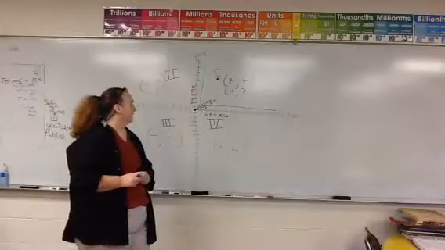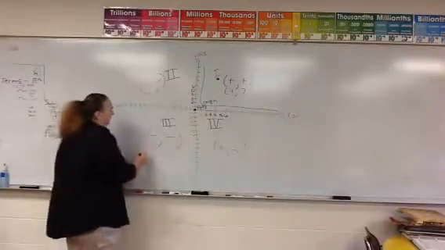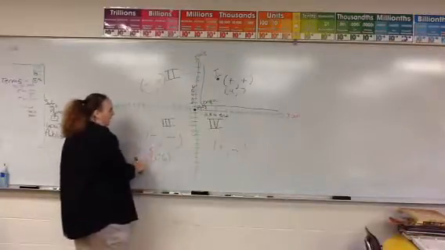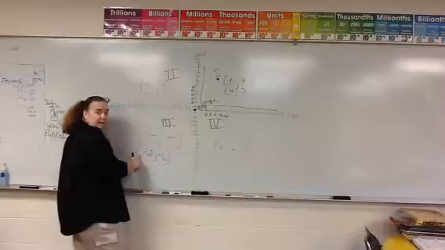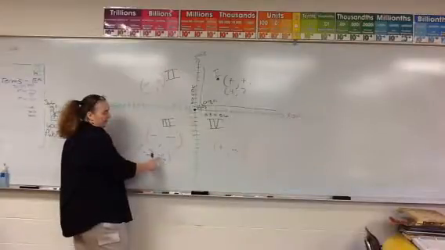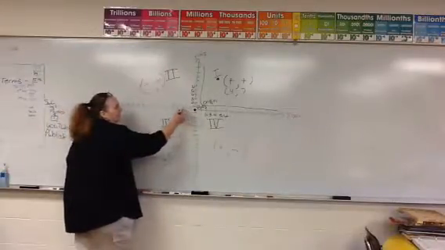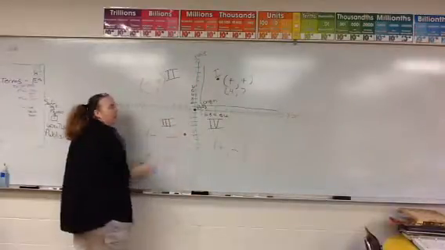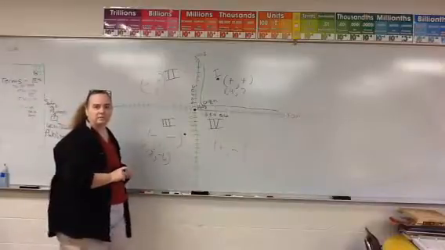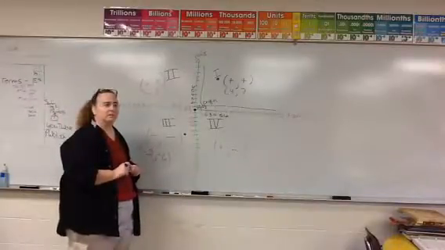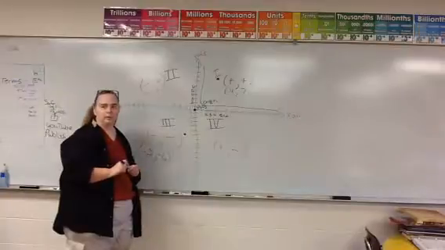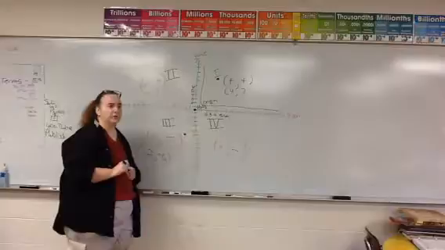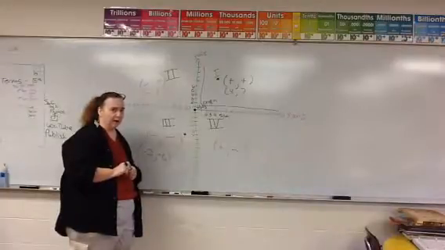If I was going to ask you to plot the ordered pair (-2, -6), I would go 2 to the left, because negative is on the left. Then I would go 6 down. So 2 to the left of the origin and 6 down. Remember, we always start at the origin. Is anybody having trouble with graphing? You understand you use the x-axis first and then the y?